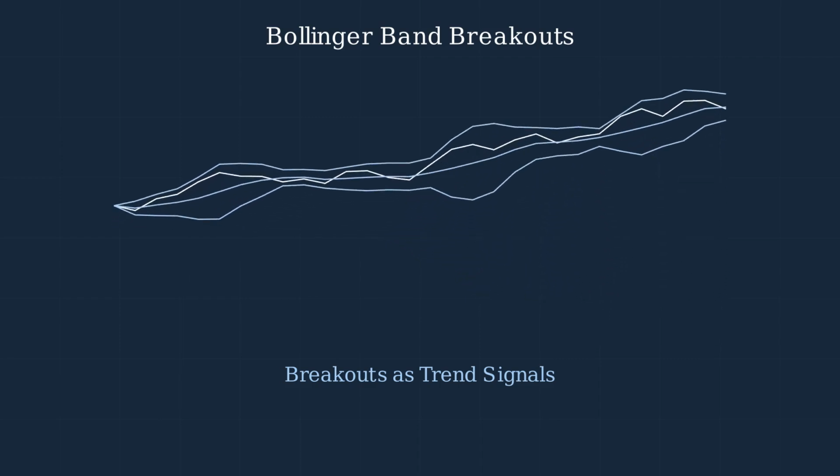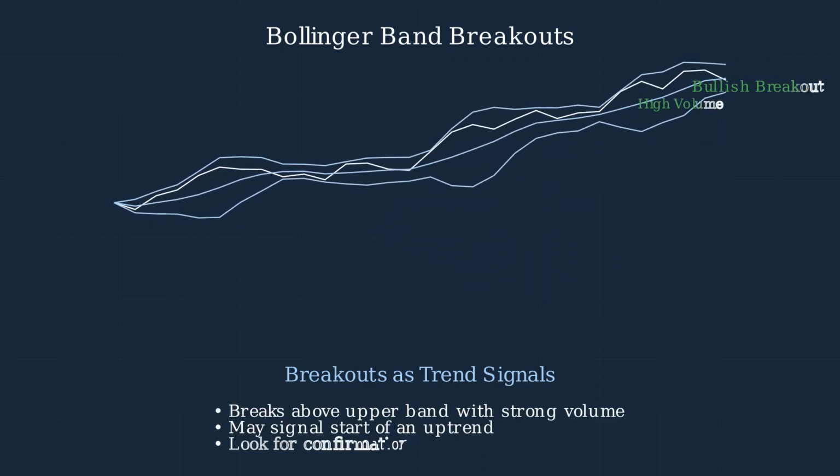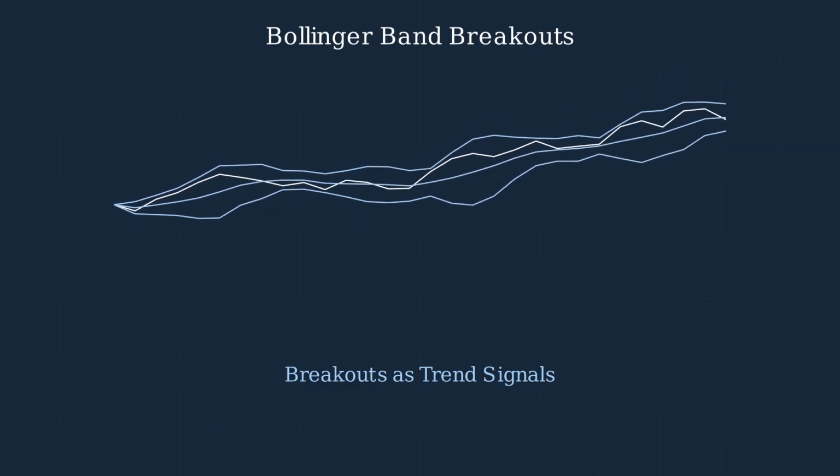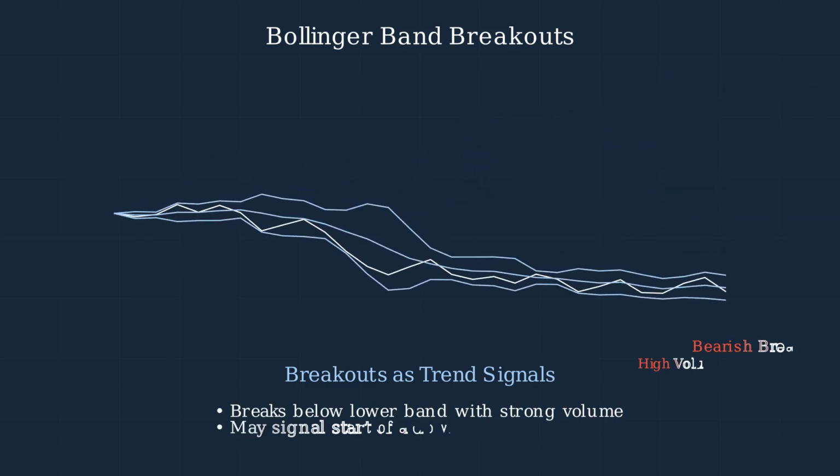When price breaks above the upper band with strong volume, it may indicate the beginning of an uptrend. Similarly, when price breaks below the lower band with strong volume, it may signal the start of a downtrend.